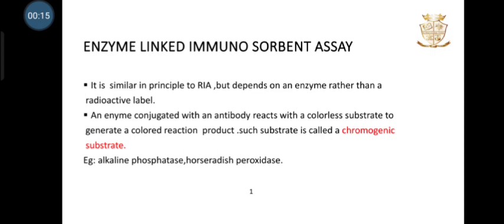An enzyme conjugated with an antibody reacts with a colorless substrate to generate a colored reaction product. Such substrate is called a chromogenic substrate. Example, alkaline phosphatase, horseradish peroxidase.